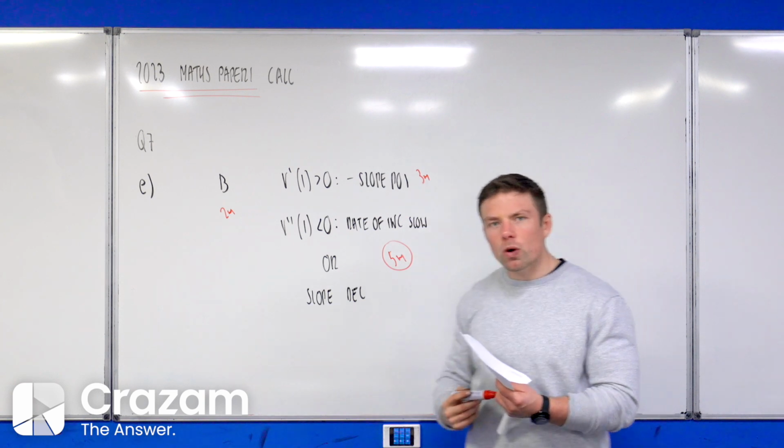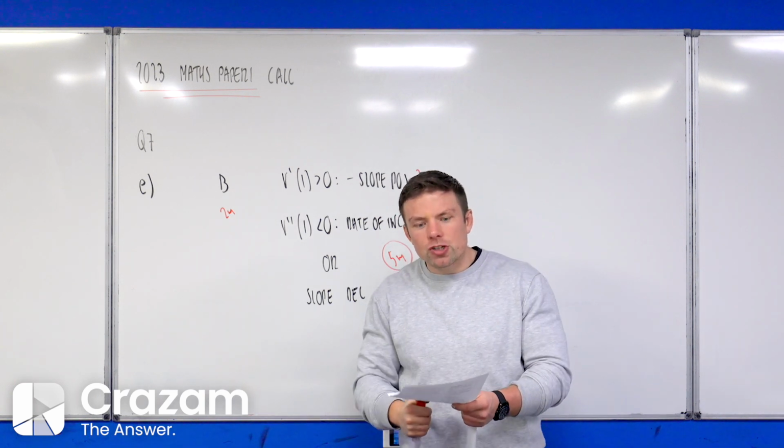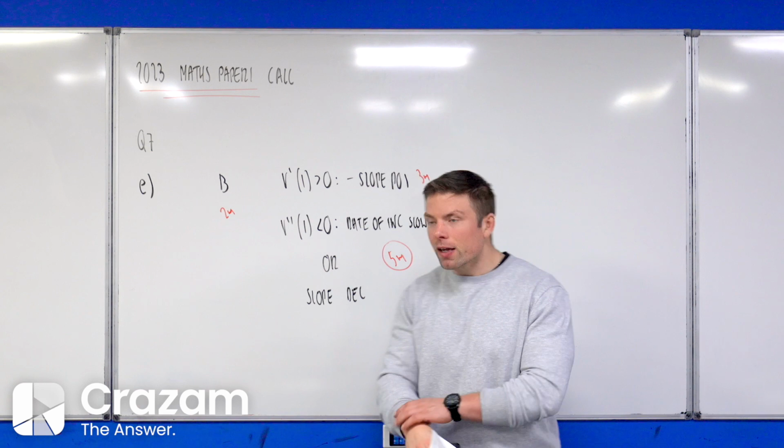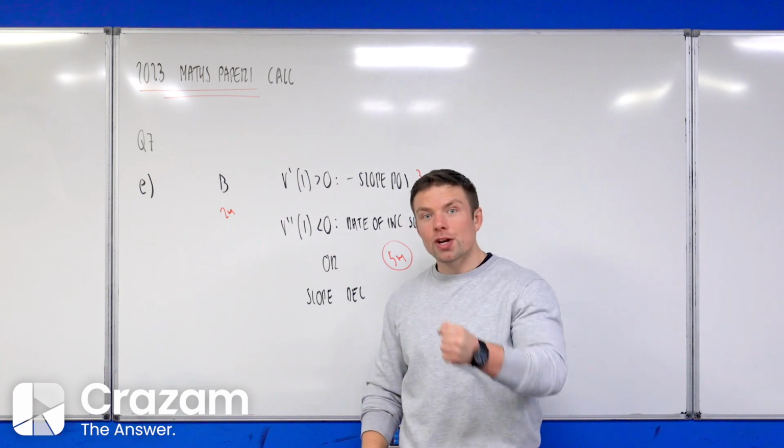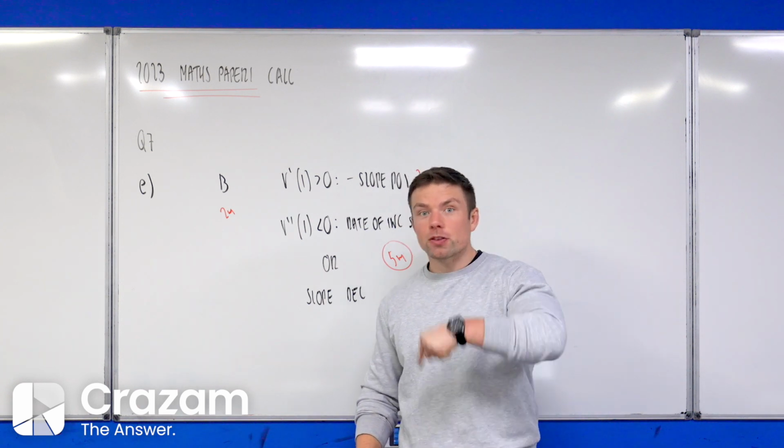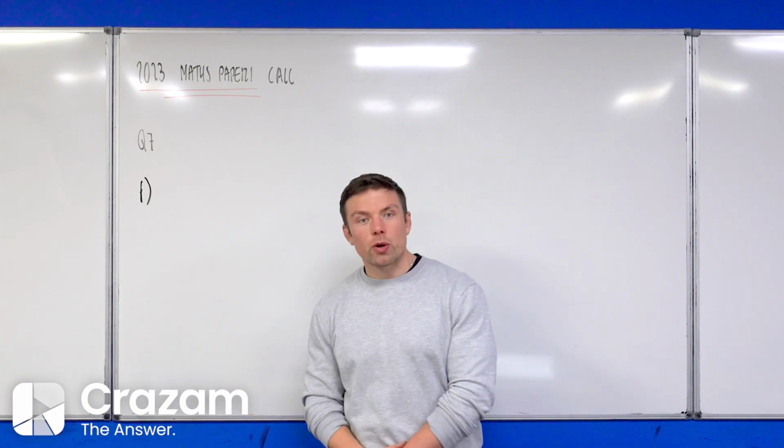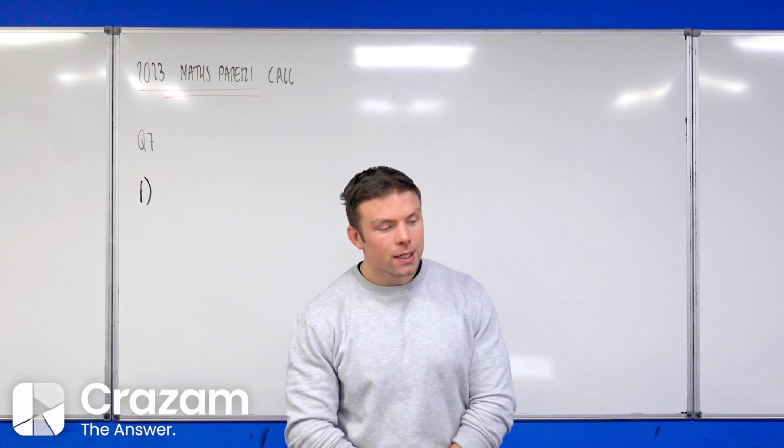this question. Maybe not looking at this question in great detail again, but understanding what the first derivative means about a function and what the second derivative means about the slope of that function. Is the 2023 Maths Paper 1 Calculus question. It's question 7, part F.